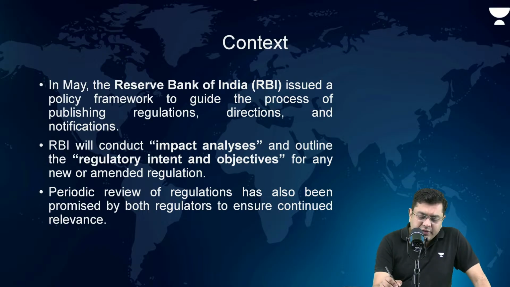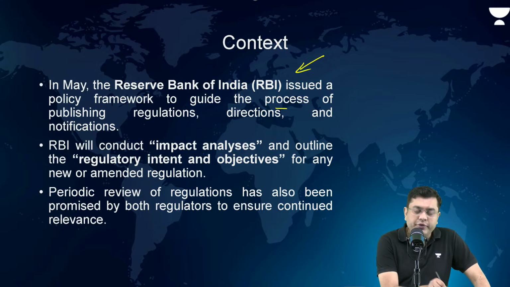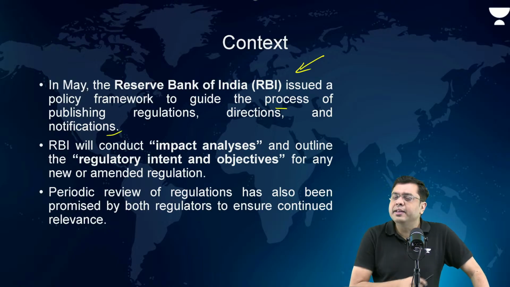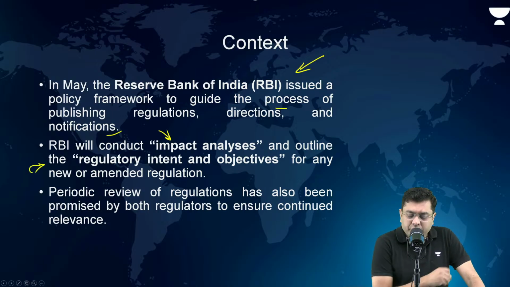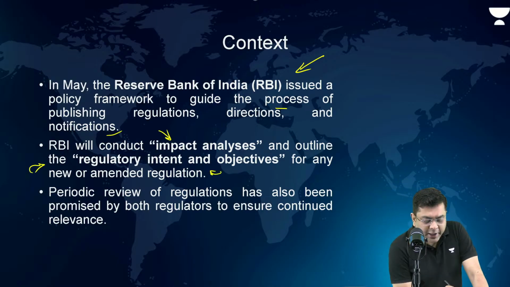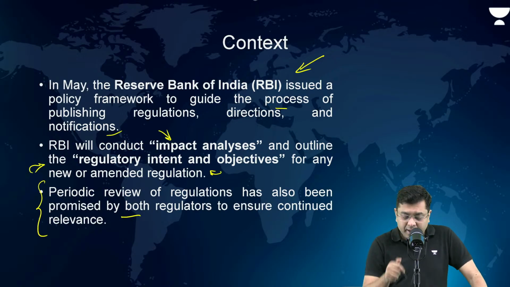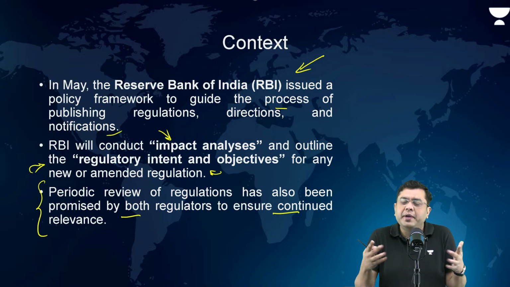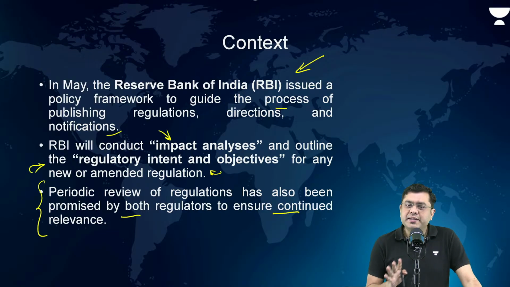So, in May, the Reserve Bank of India issued a policy framework to guide the process of publishing regulations, directions, and notifications. It follows in the footsteps of SEBI. SEBI had done this in the month of February itself. RBI will conduct impact analysis and outline the regulatory intent and objective for any new or amended regulation. Periodic review of regulation has also been promised by both regulators, SEBI and RBI, to ensure continued relevance. In simple terms, transparency. Whatever we are doing, why are we doing that? Okay, that is the simplest analysis.